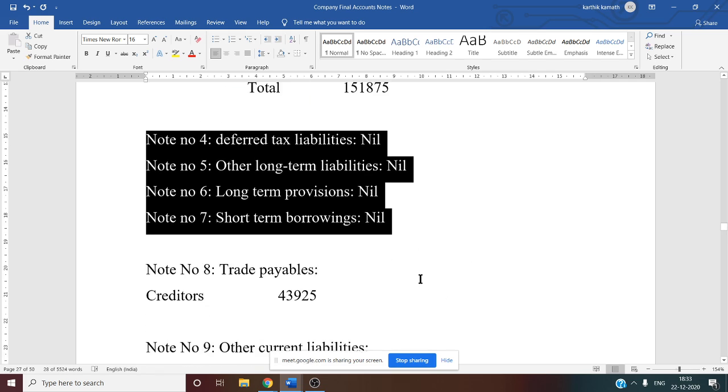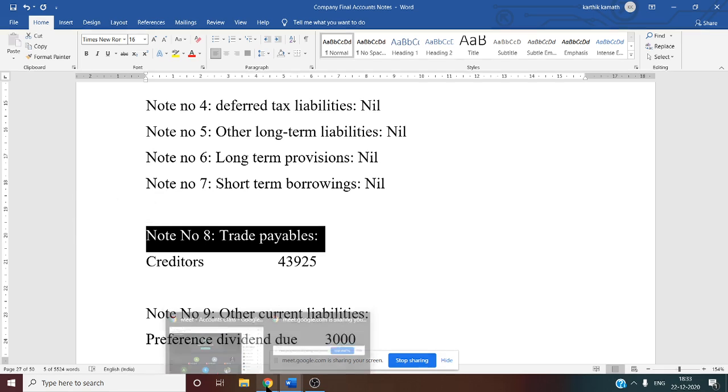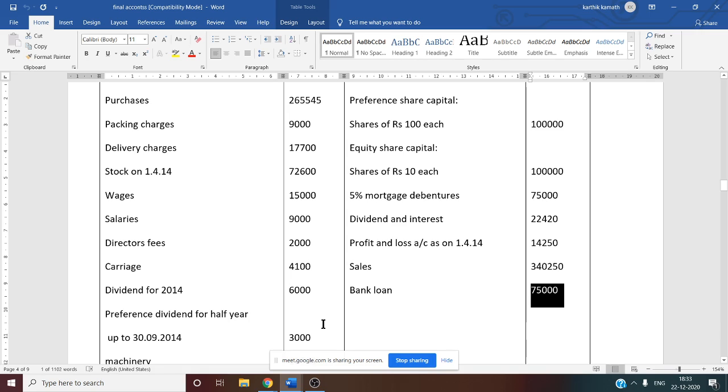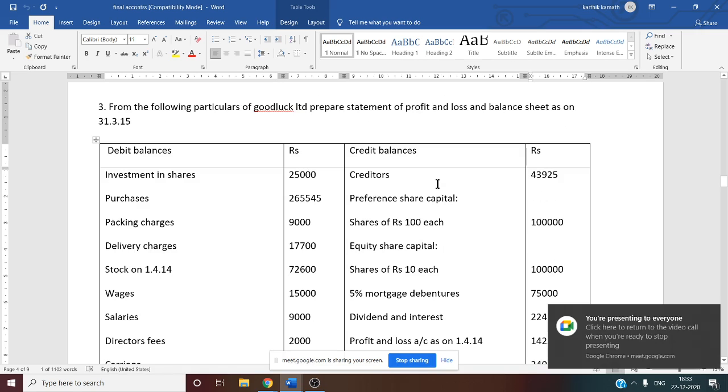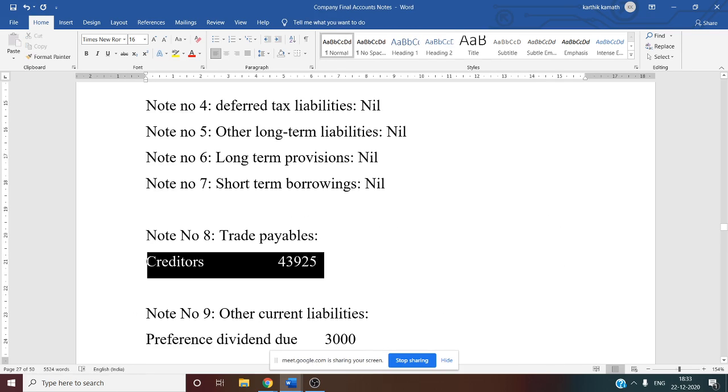Now directly we can move to note number 8, that is trade payable. For trade payable, only one piece of information you have to consider, that is creditor, and any adjustment for creditor that we have to see. First we have to identify creditor on the credit side. See this, credit side in the trial balance in the question, amount 43,925. Whether we have taken the same amount, yes, that means there is no adjustment. So we are done with note number 8.